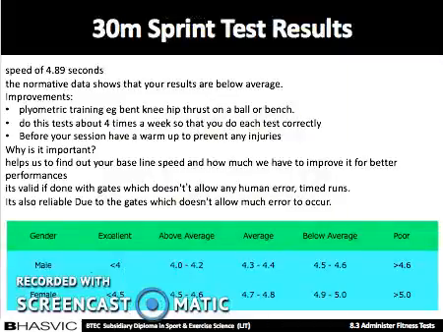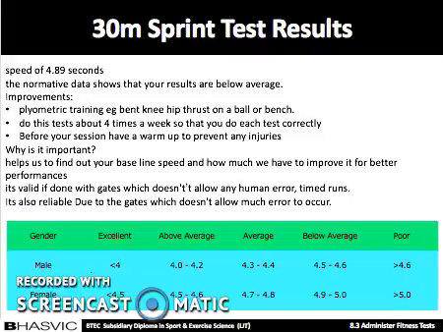30-meter sprint test results. We tested your speed in the 30-meter sprint test. We saw that you have a speed of 4.89 seconds, and looking at the normative data, we can see that your results are a little below average by 0.01 second. This means there is scope to improve your speed to average or even above average levels.